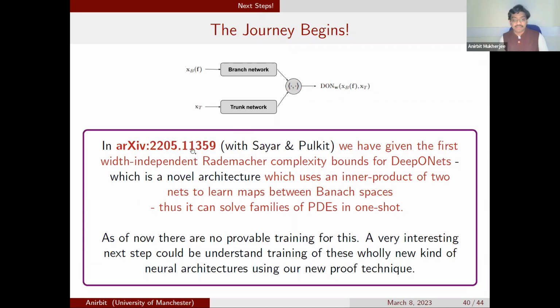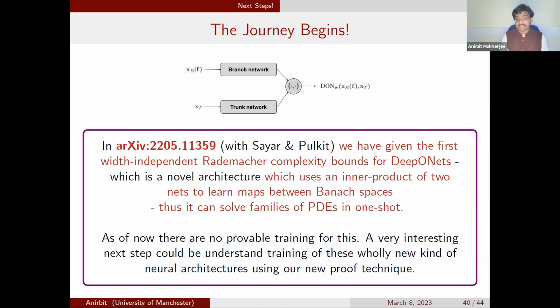So in this paper, we had given the first width-independent Rademacher complexity bounds for deep operator networks. And so that shows that generalization error is controllable. There is some control of the generalization error which won't blow up with the size as badly as you think it might. So there is some control of the generalization error now, but no one has shown provable training for operator networks. As far as I know, there is no result out there on provable operator network training.